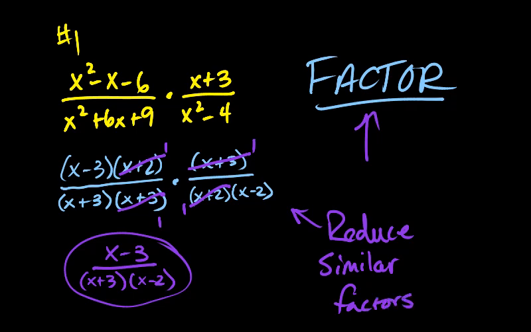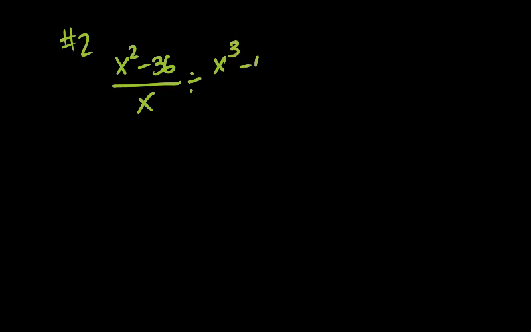Alright, so let's check out division. So we would have, let's take for example, number 2: x squared minus 36 over x, and then divided by x cubed minus 6x squared over x squared plus x.